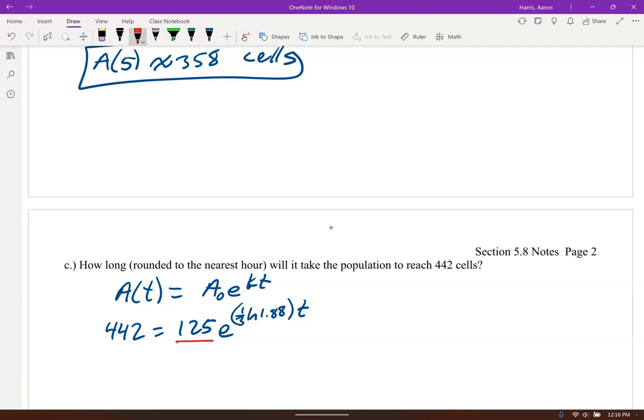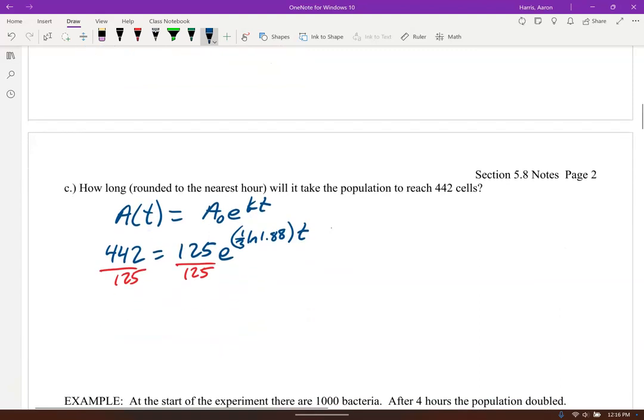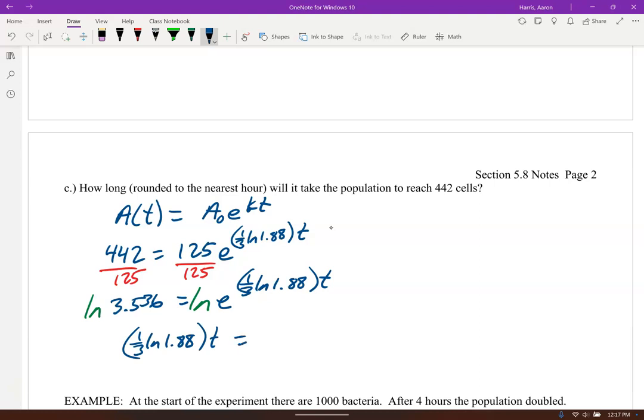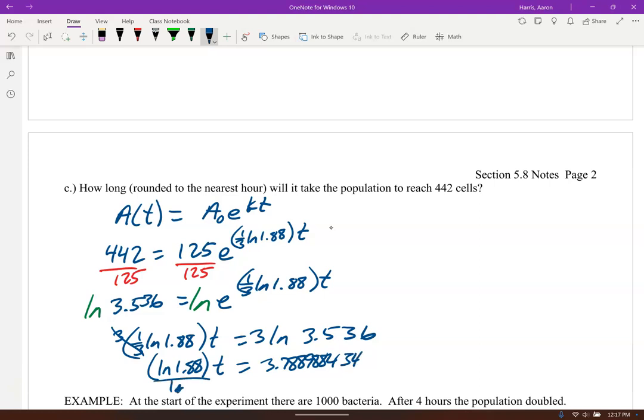And so to solve for how long it takes, how many hours, we'll isolate the e, so let's divide by 125 on both sides first. So we have 442 divided by 125, which gives us 3.536. Now I'll undo e with ln. So I have 1/3 ln of 1.88 times t, and then I have ln of 3.536, okay? Now I'm going to multiply both sides by 3. So I have ln of 1.88, again, that's just a number, times t equals 3 times the natural log of 3.536, and that gives me 3.78898834, and I'm going to divide both sides by ln of 1.88.